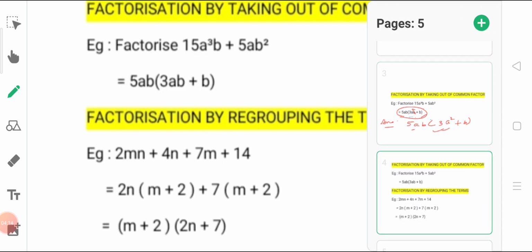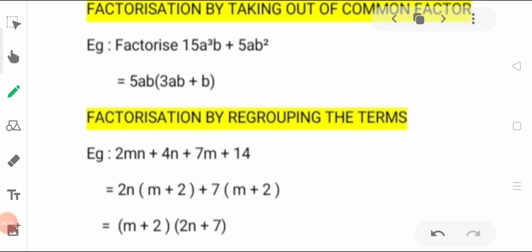Next, factorization by taking out the common factor. We have done this one. Now this has to be cut.